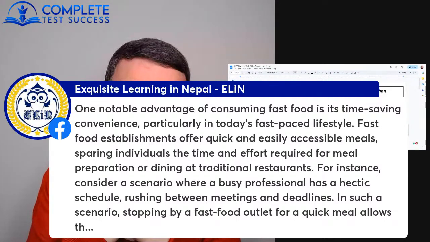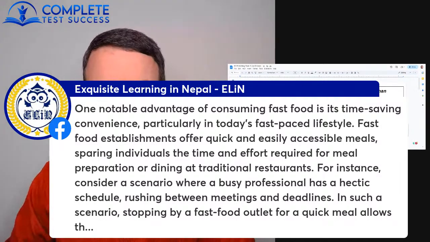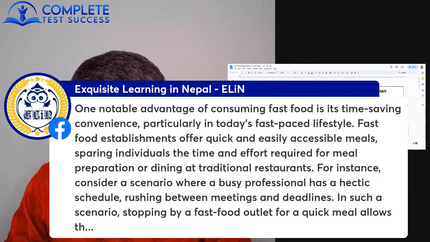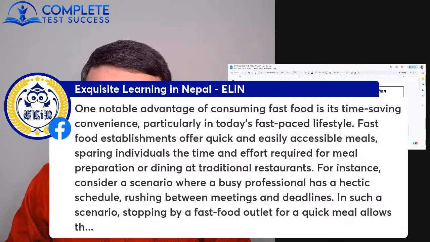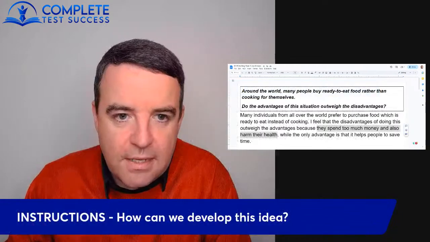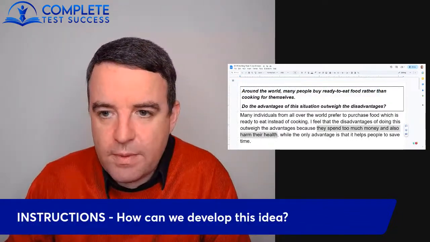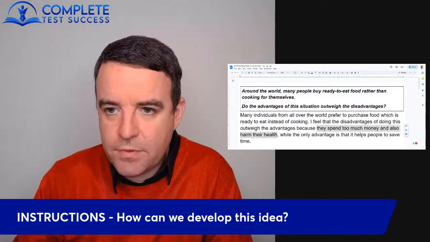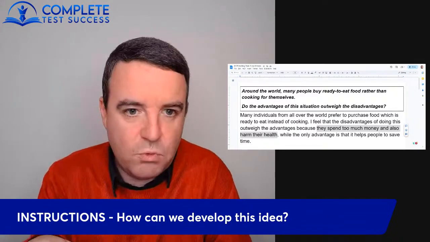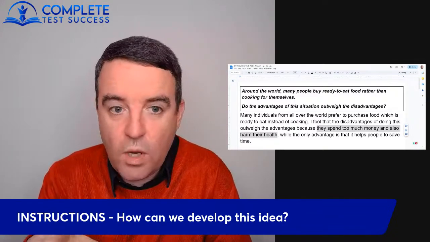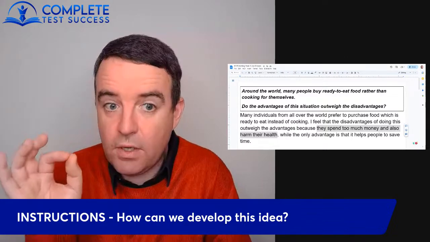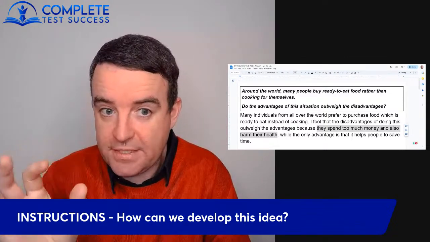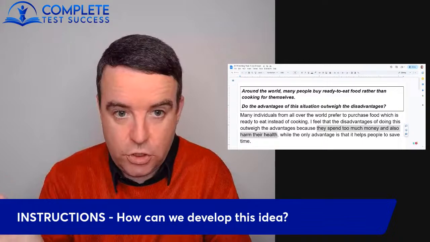For instance, consider a scenario where a busy professional has a hectic schedule, rushing between meetings and deadlines. In such a scenario, stopping by a fast food outlet for a quick meal allows them. Okay, so unfinished, but yeah, it all makes sense. So it's good. But remember, we don't want to talk about the busy professionals. We don't care who's saving time or why they want to save time. We only care about how does this type of food save time. Just that, nothing else.